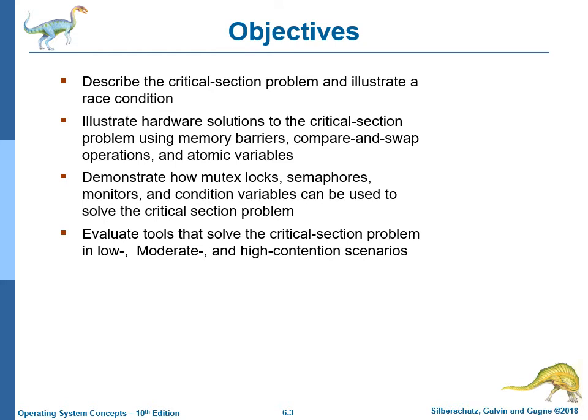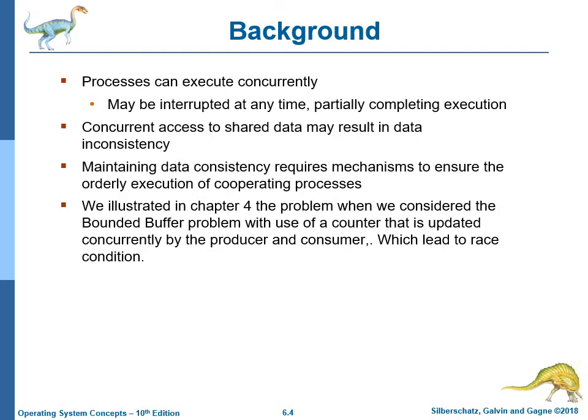So these are the objectives, where you will be able to describe the critical section problem and illustrate race conditions. You will see the different hardware and software solutions in order to maintain the synchronization of the data, or process synchronization. You will demonstrate how mutex locks, semaphores, monitors, and condition variables can be used to solve the critical section problem, and evaluate the tools that solve the critical section problem in low, moderate, and high contention scenarios.